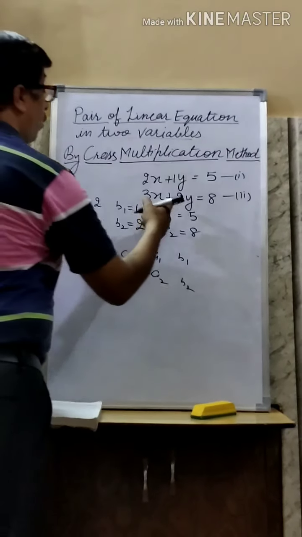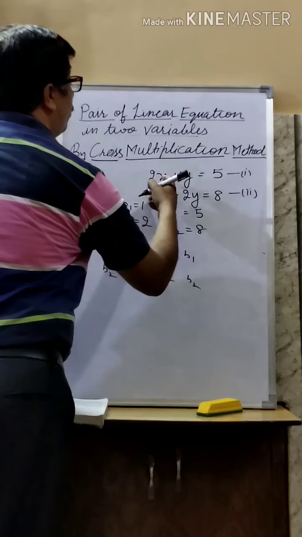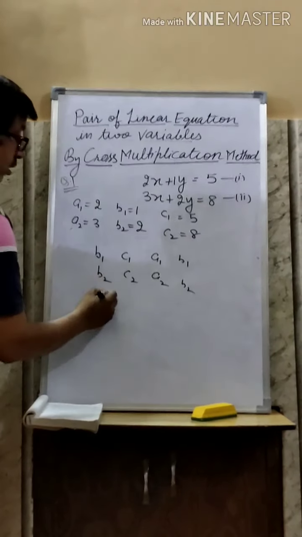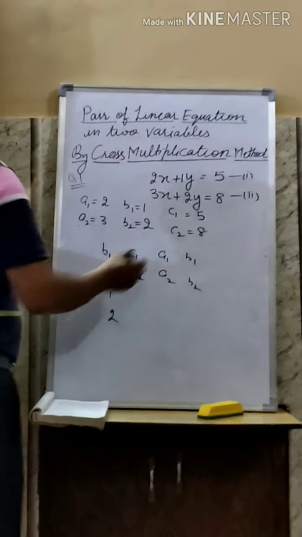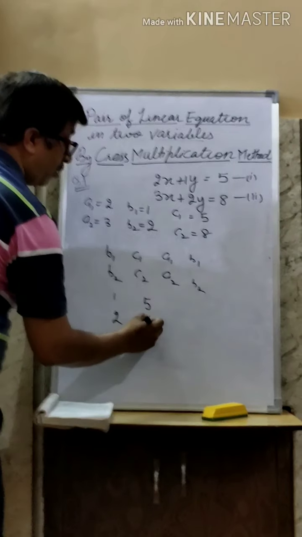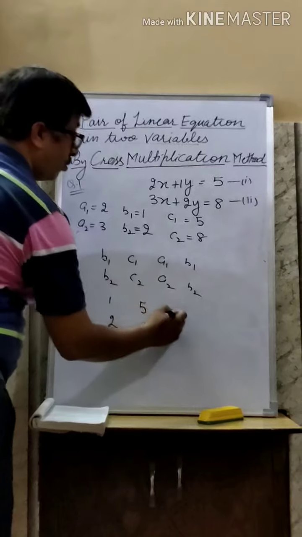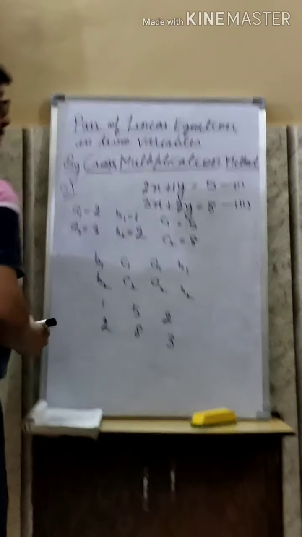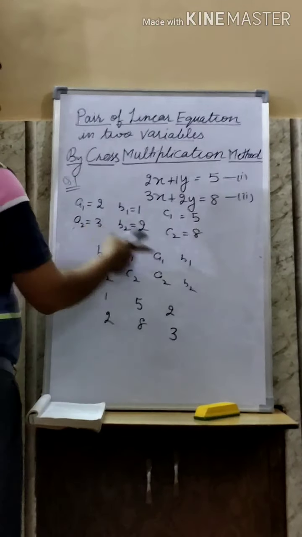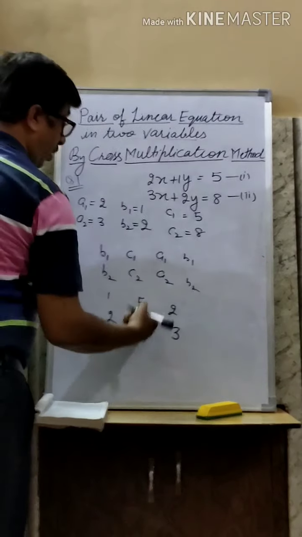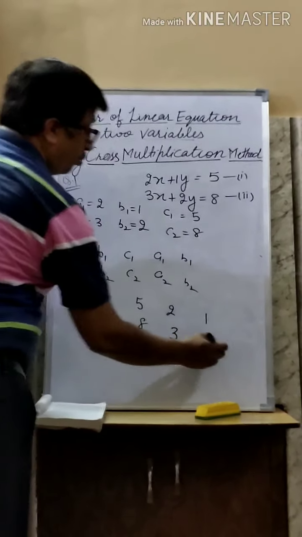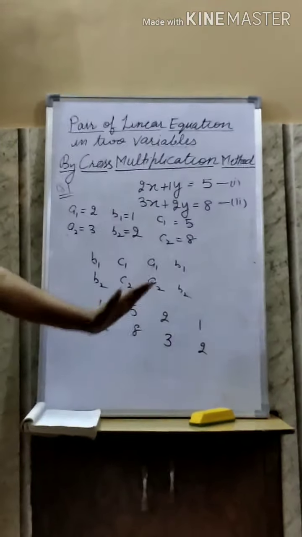b1, b2. So now, what is b1, b2? Here, 1, 2. c1, c2, 5, 8. And a1, a2, 2, 3. And what is your b1, b2 again? That is 1, 2. First you write the coefficients in this way.